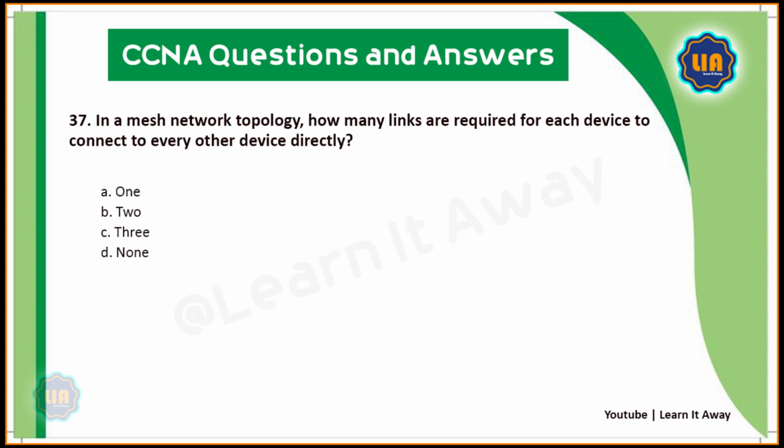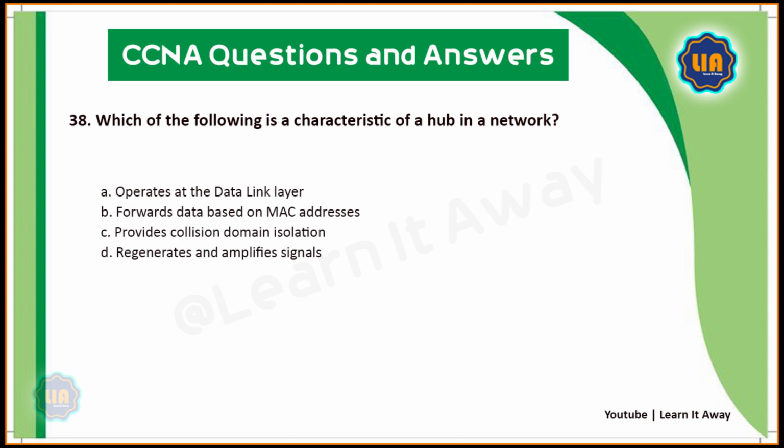37. In a mesh network topology, how many links are required for each device to connect to every other device directly? A. 1. B. 2. C. 3. D. None. Answer. B. 2.